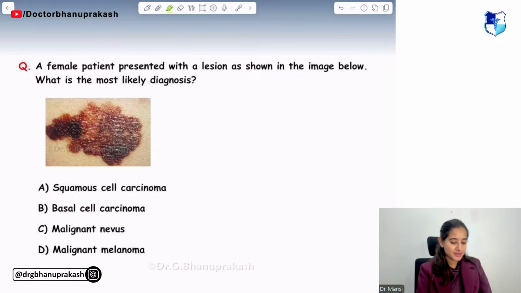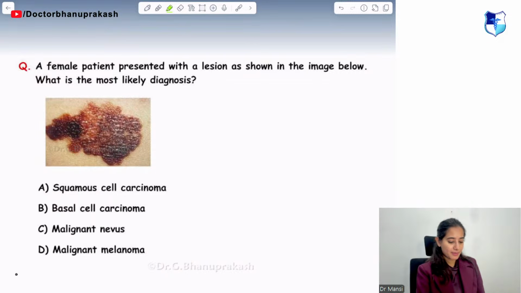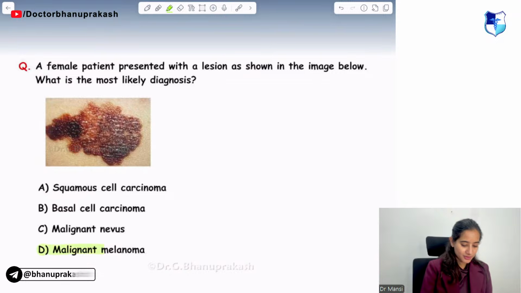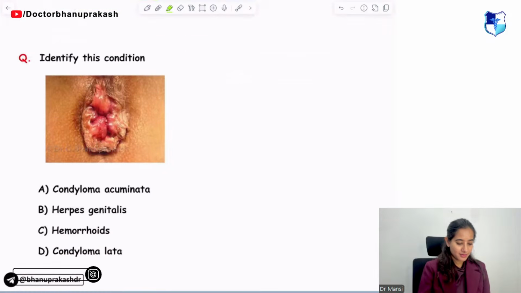Is it a squamous cell carcinoma, basal cell carcinoma, malignant nevus? For sure, cross border, you're absolutely right. So, this is a malignant melanoma. All of you are well aware.